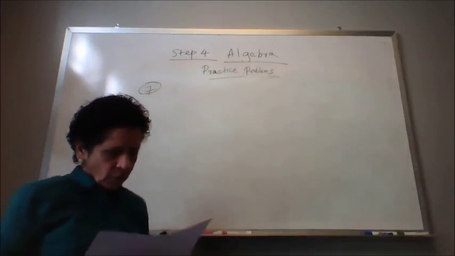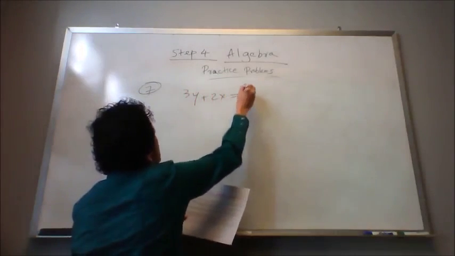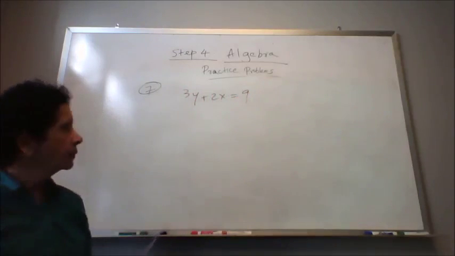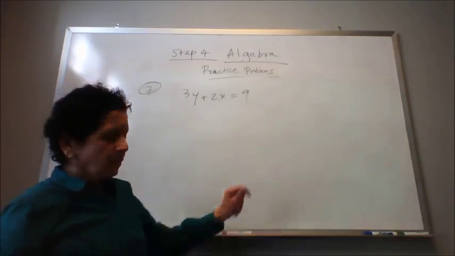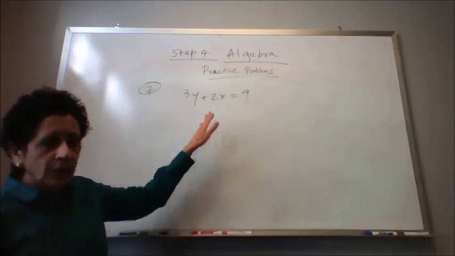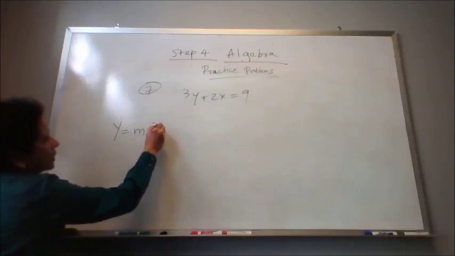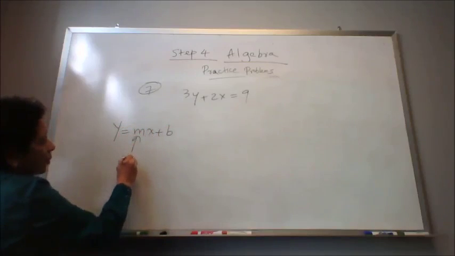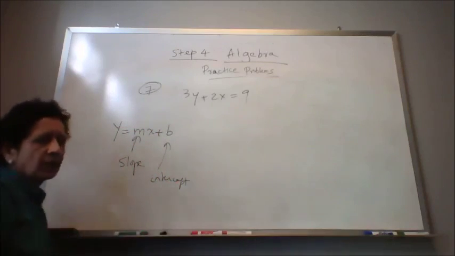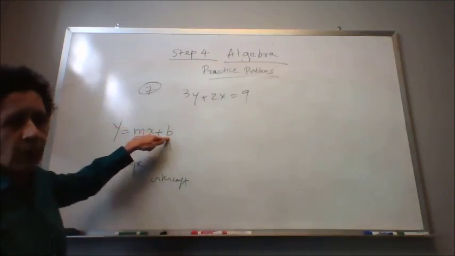An equation of a line is 3y plus 2x equals 9, okay? What is the slope? What is the intercept? Anytime they ask what the slope or the intercept is, and they've given you an equation, you need to remember the standard form of the equation, y equals mx plus b, where m is the slope and b is the intercept, right? So if I can write the equation in the standard form, then I know what the slope is and what the intercept is.